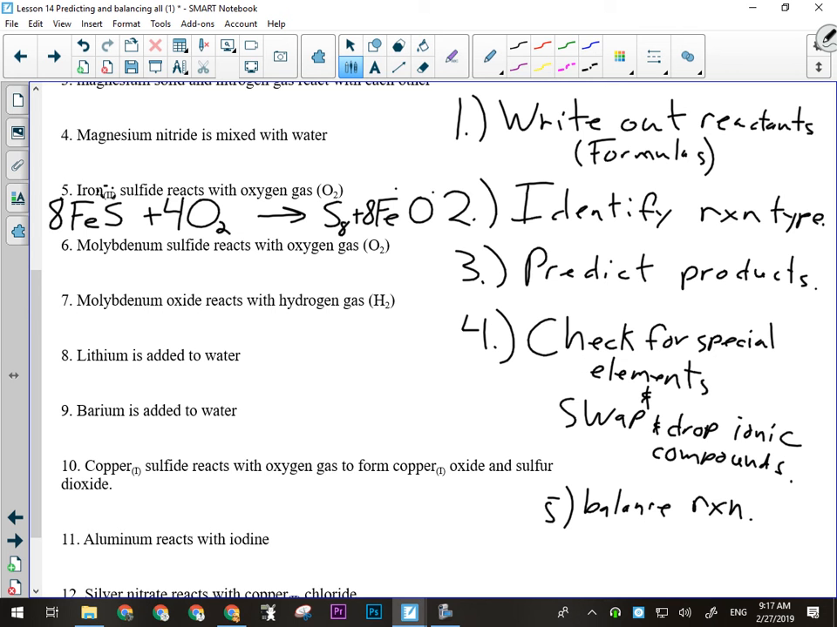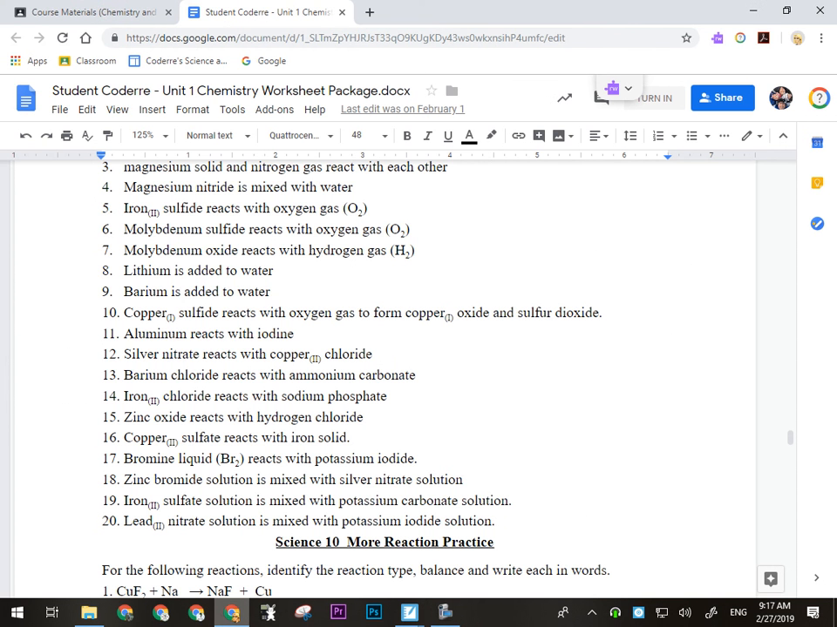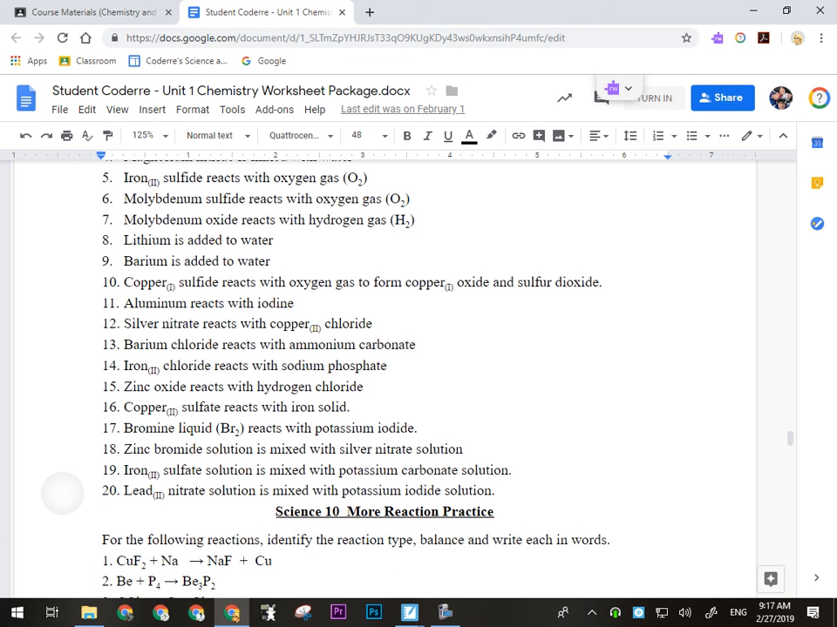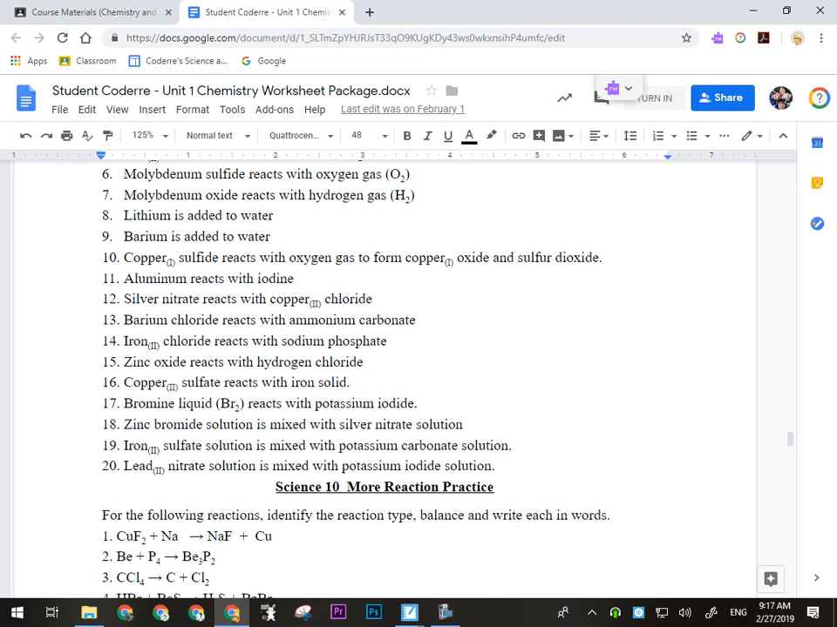All right, I want you guys to continue working on these so that we get practiced up with them. I'll put the rest of the sheet back up on the board here. I'd like you to get to at least number 20. If you get to number 20, then you can start on the next one, which is more reaction practice. You can also call that up on your phone.